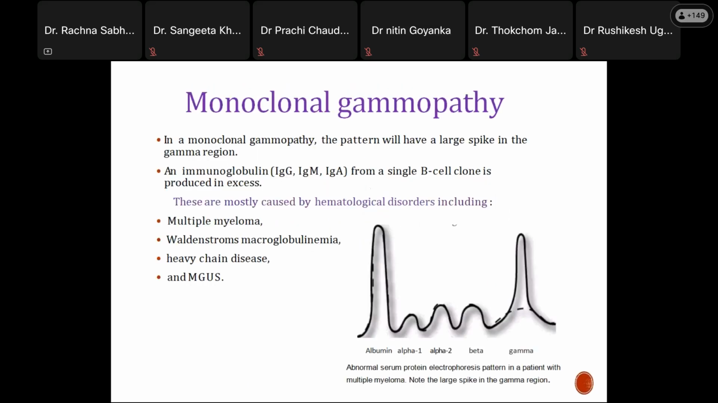So now, in a monoclonal gammopathy, the large spike in the gamma region is there. I've already told you it can be IgG, IgM or IgA from a single B cell clone, which is produced in excess. So these are mostly caused by hematological disorders, including multiple myeloma, Waldenstrom's macroglobulinemia, heavy chain disease, and MGUS.